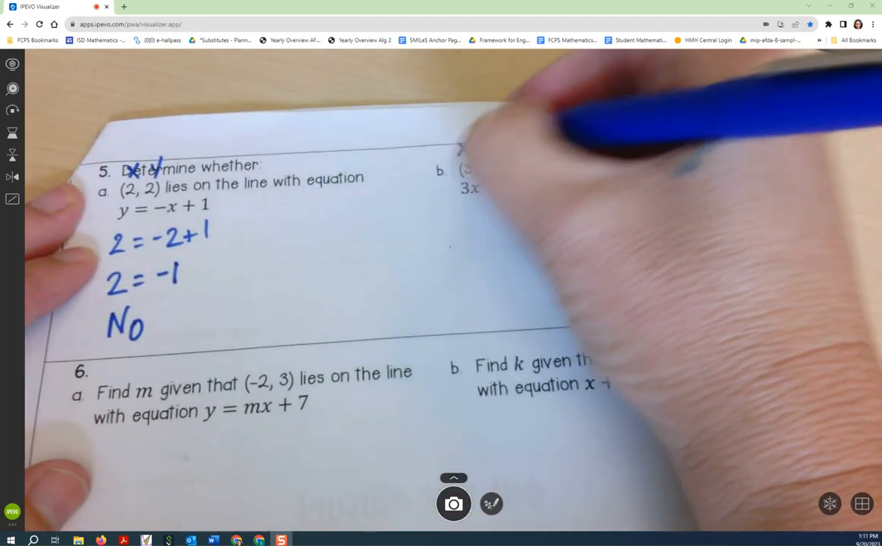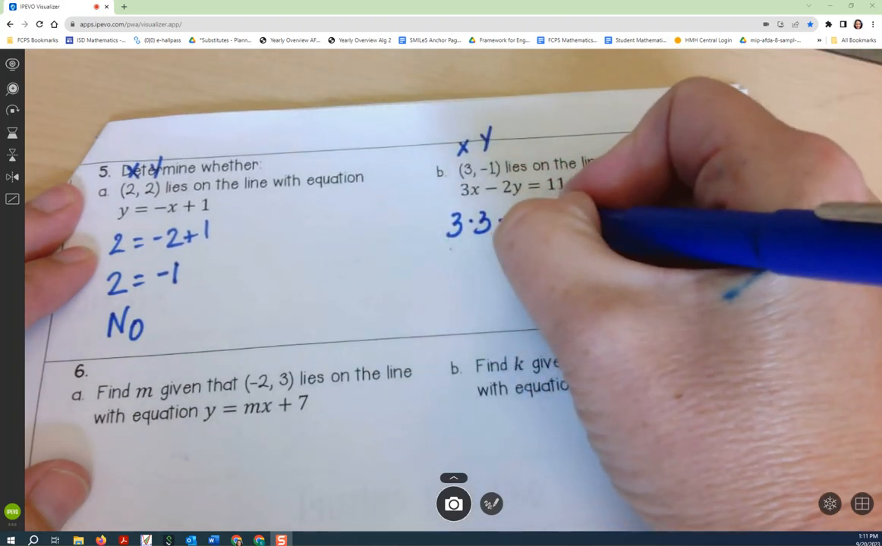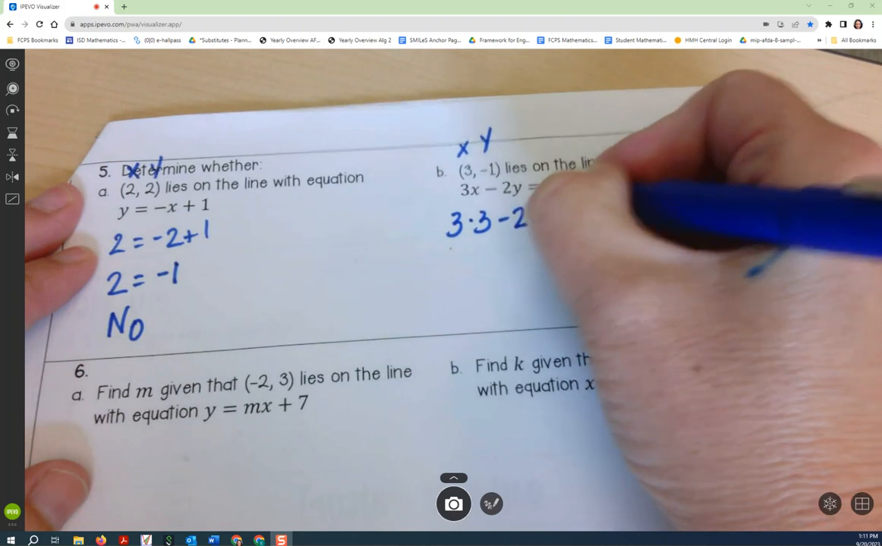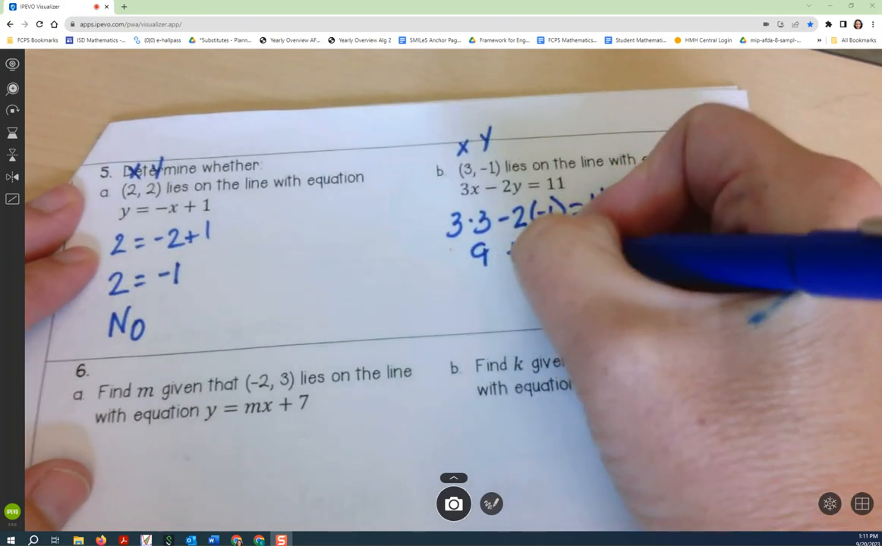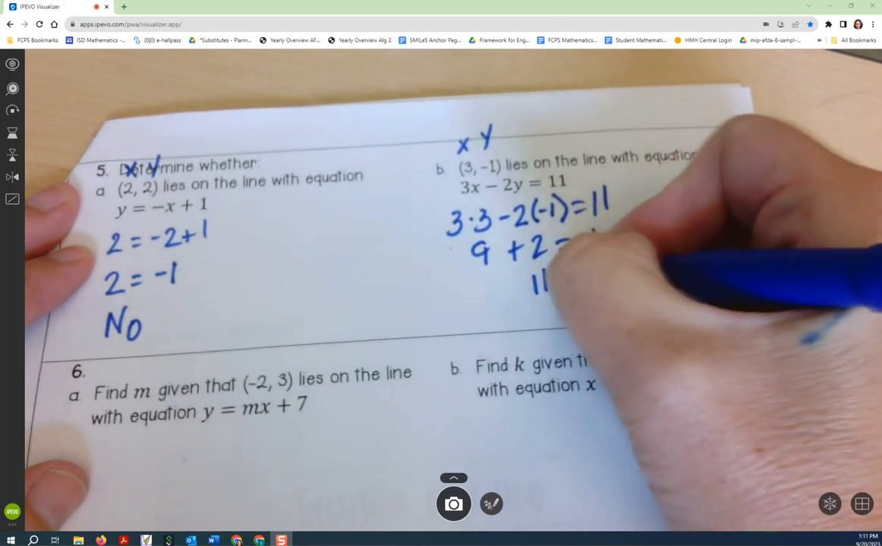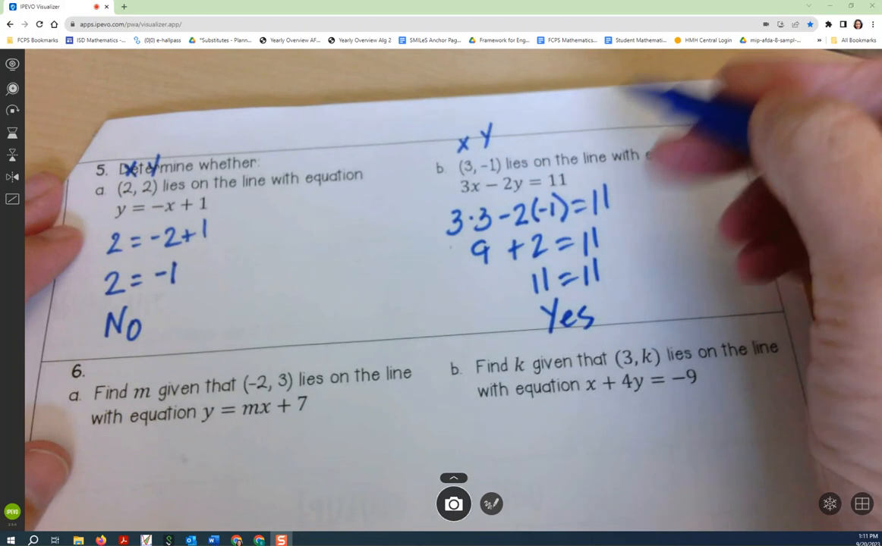Okay, here's my x and my y. 3 times 3 minus 2 times negative 1. 9 plus 2. This one's going to work. 11 equals 11, so yes, this point is on the line.